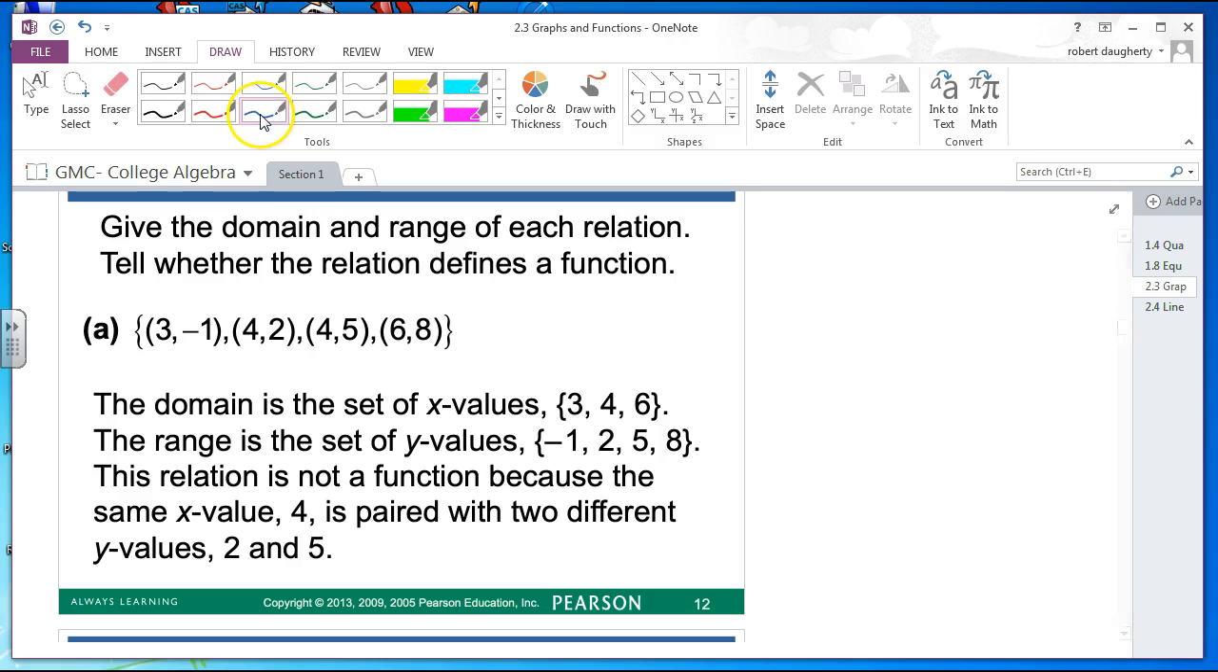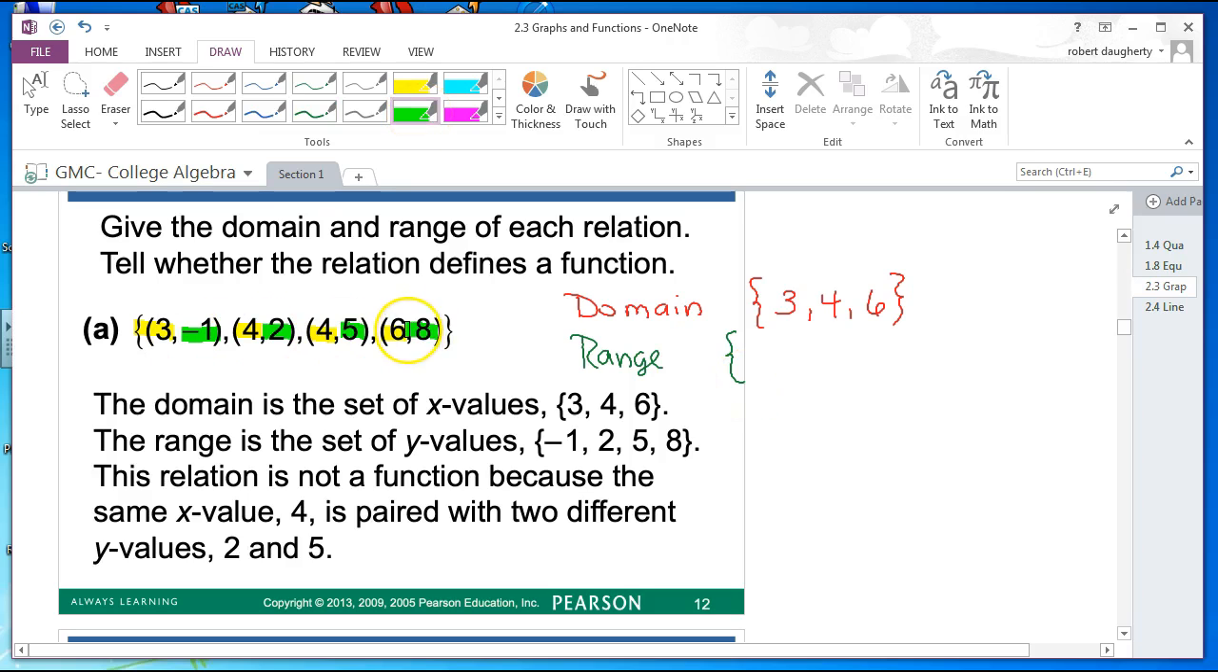Okay, the domain is the set of all x values. So what are all my x coordinates here? So the domain is a set of numbers. So it's just a list of numbers, 3, 4, and 6, okay? The range would be the set of all y values. What are the y values that I get here? So I see here are all my y values. So those are -1, 2, 5, and 8. So that is the domain and the range of this relation.